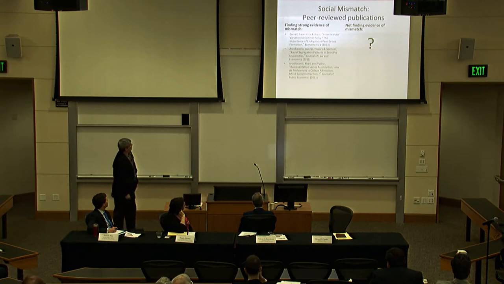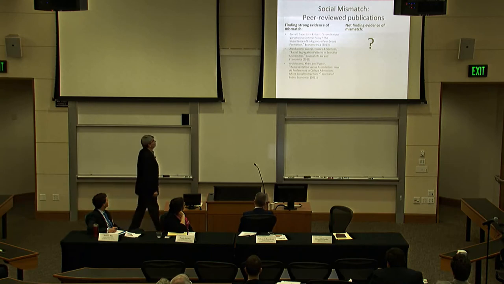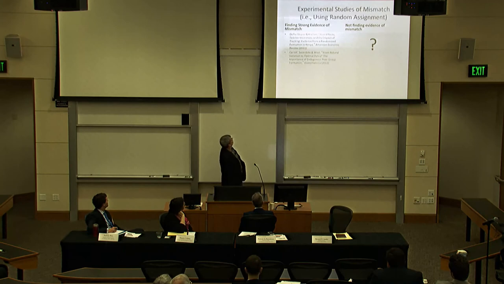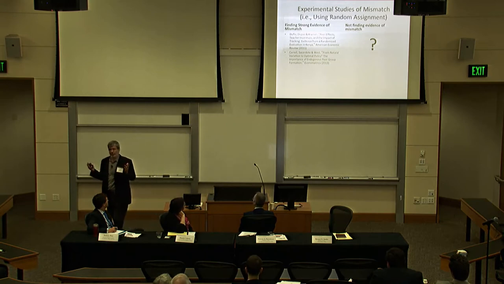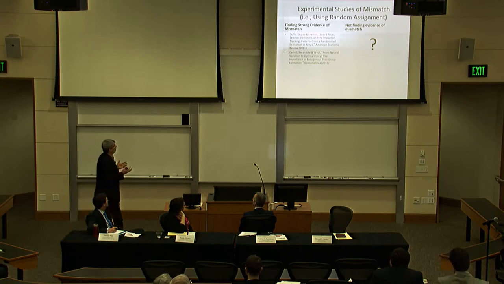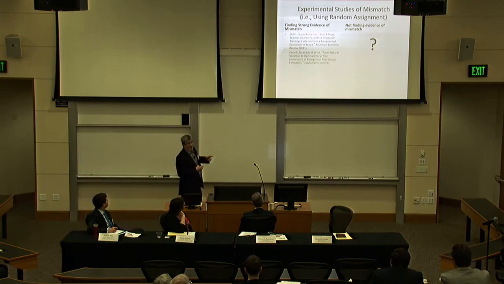Social mismatch. Again, we've got a series of very strong studies finding powerful evidence of social mismatch. Nothing on the other side. There have been two randomized experiments, the gold standard in social science, where you actually randomly assign people to treatment and control groups. One at the Air Force Academy, one in Kenya.